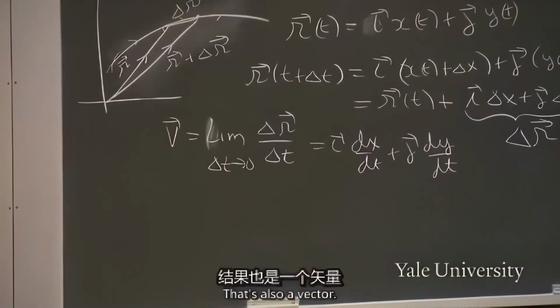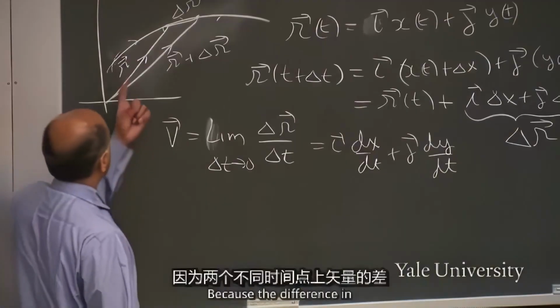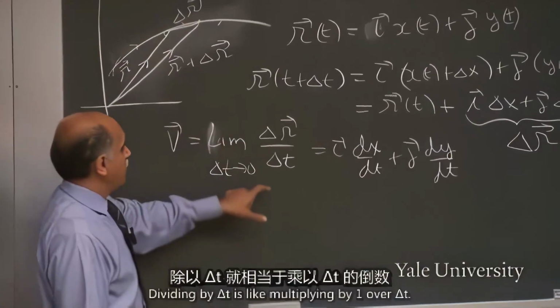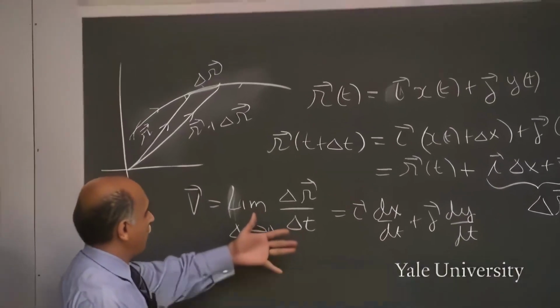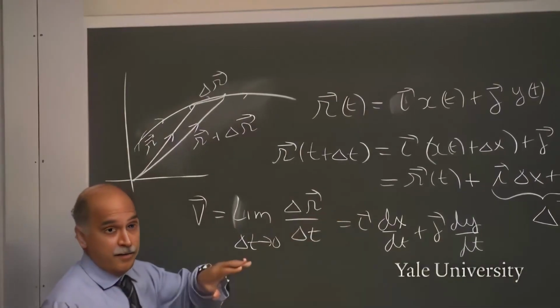And that's also a vector. Why is the derivative of a vector also a vector? Because the difference in the vector between two times is this vector. Dividing by delta t is like multiplying by 1 over delta t. But I know when I multiply a vector by a number, I get a vector in the same direction.